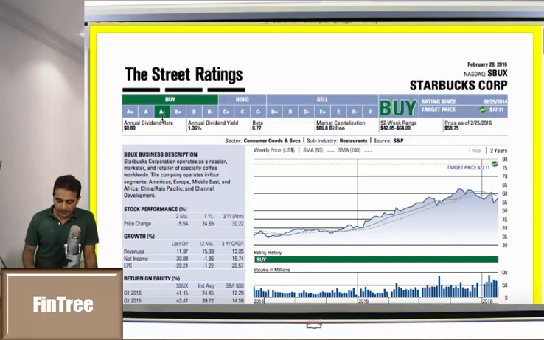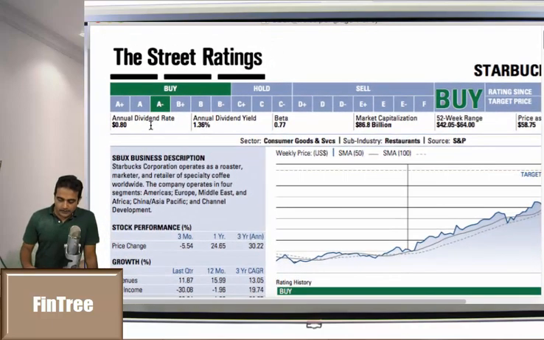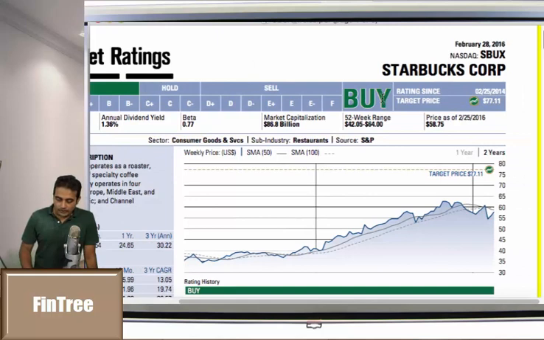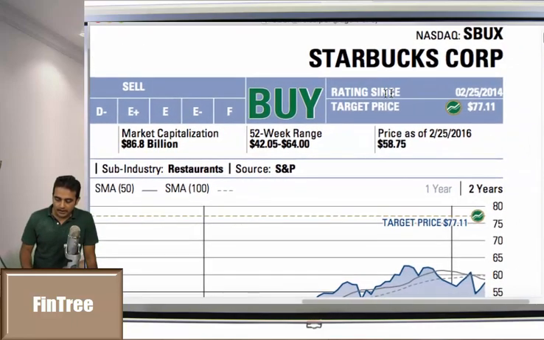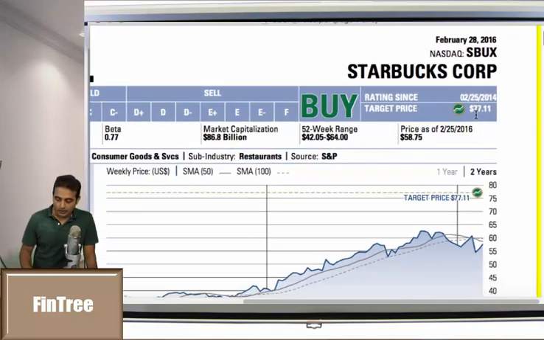Now, because they have a unique rating philosophy here, they've given this a buy rating with an A minus score, but this is not a common feature in all equity research reports. It clearly says it's a buy. We have been quoted the current price of the stock, and we also have the target price, which is quoted as 77.11.